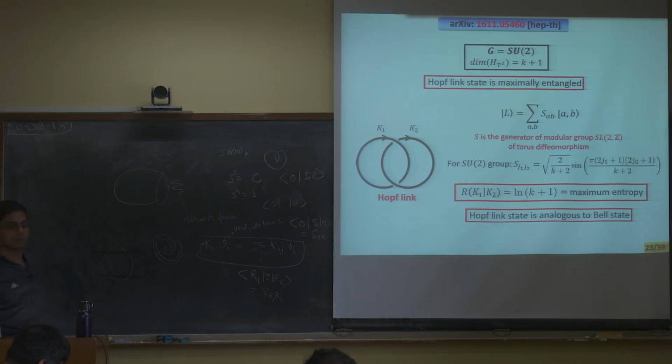Anyway, here the dimension of the Hilbert space would be k squared, because it would be torus times torus. But you would get log of k. Yeah. Okay.